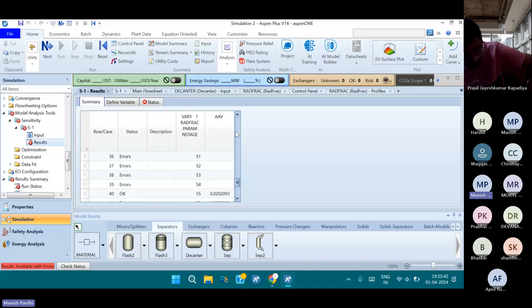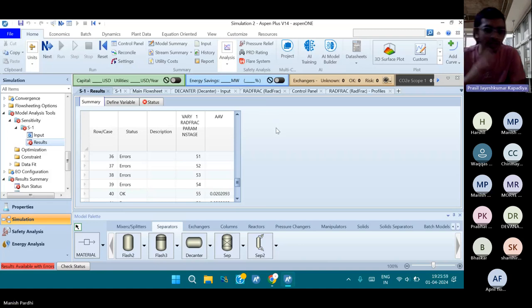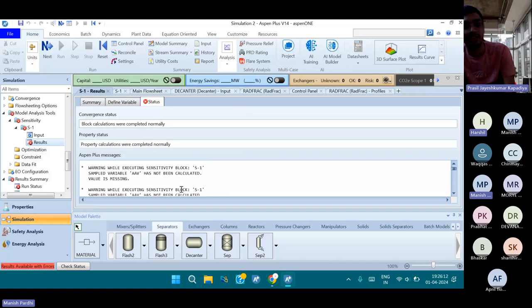Where can we access that graph again? Here only, go to graph. Okay, that graph. Here, I guess the minimum number of stages required will be 55. I don't understand why it's not showing any value. What is the error? Can we check here in status? The minimum number of stages is 55 theoretically. Yeah, okay. That's why.